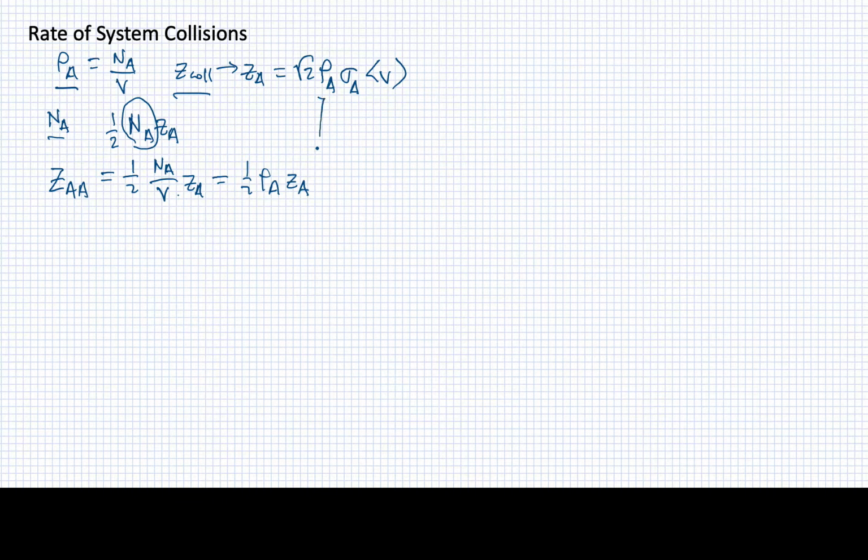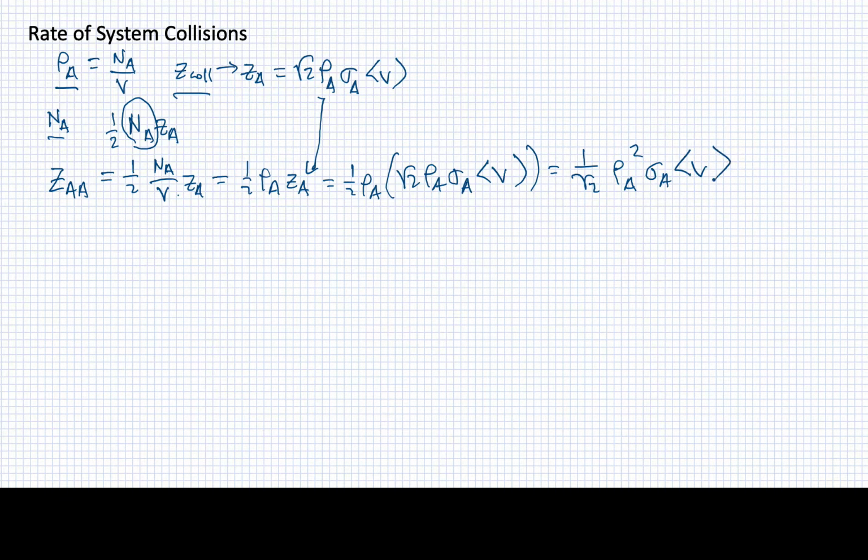But now I'm going to plug this value in for ZA, so I'll have 1/2 times rho A times the square root of 2 rho A sigma A times the average velocity. And when I work all this through, I'll end up with an expression that gives me 1 over the square root of 2 times rho A squared sigma A times the average velocity.